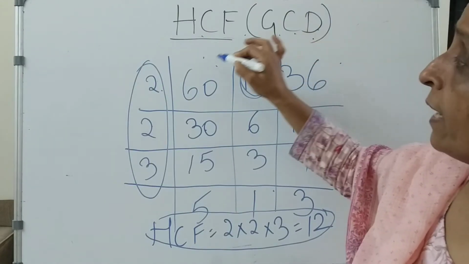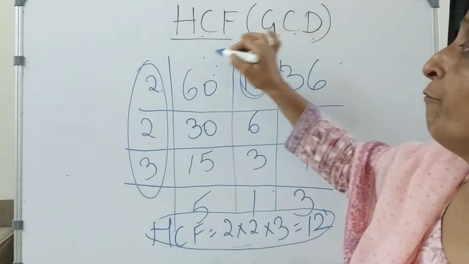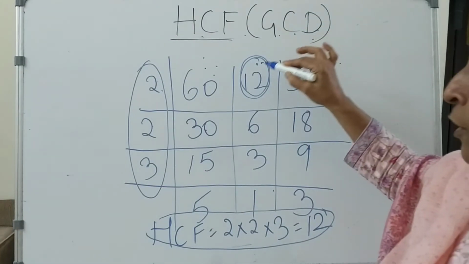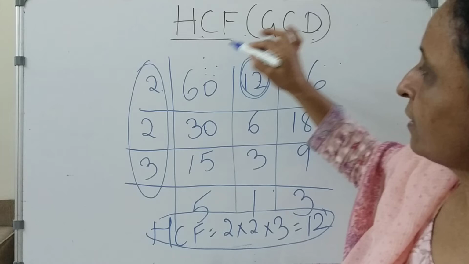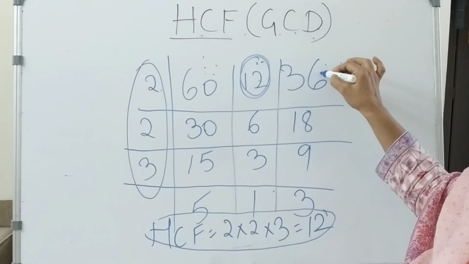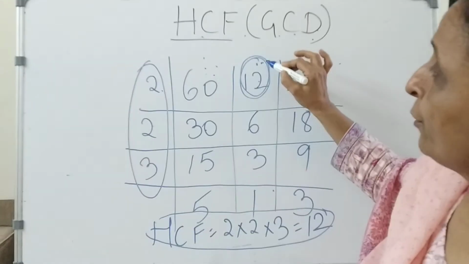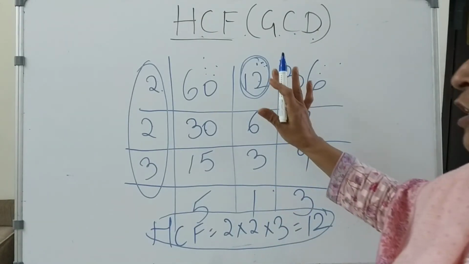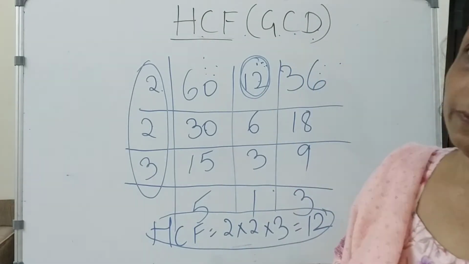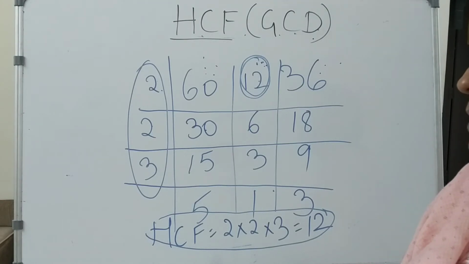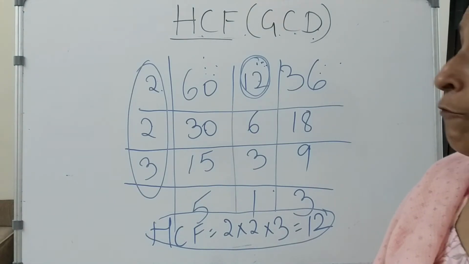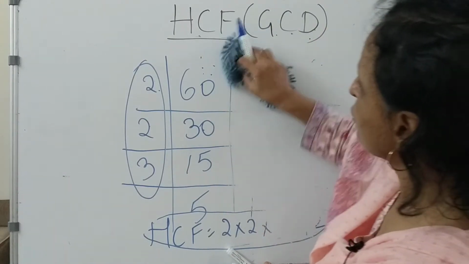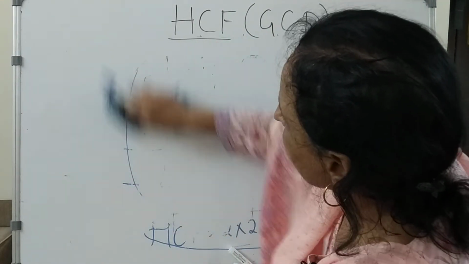So 12 can divide 60. 12 5s are 60 and 12 3s are 36. So 12 can divide 60, 12 can divide 36. So here 12 is the HCF. So these are for very simple numbers. But there is another method for finding HCF for bigger numbers. So let us see what is the method.